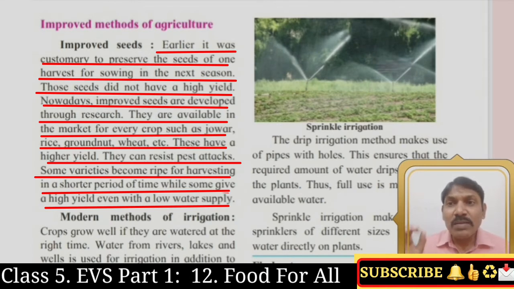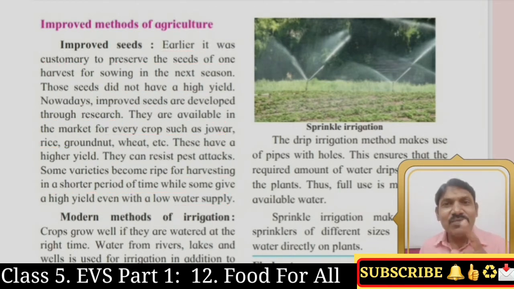Some varieties become ripe for harvesting in a shorter time also. Yes student, one more interesting thing is that within minimum time some varieties become ripe for harvesting. Some of the crops grow quickly and ripen quickly. As well as, they have a higher yield even with a low supply of water. Students, have you understood? Let's move forward now.